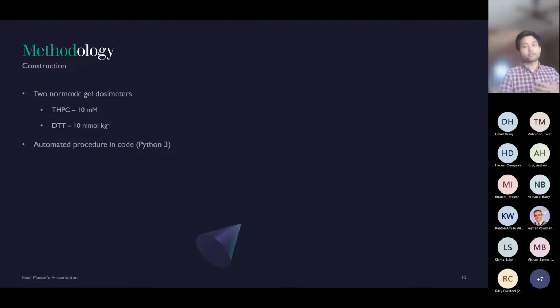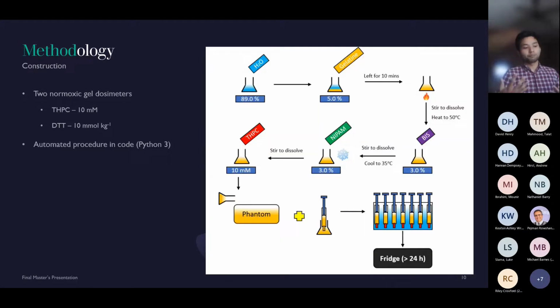And since I've been making lots of iterations, as in making lots of gel, I just automate the whole process in Python 3, so it spits out a recipe. So this is the main workflow of how to make the gels. Initially add some water and then add some gelatin, let it swell for about 10 minutes. You then heat it up, add the cross-linker, and then cool it down, add the monomer, and then you add your antioxidants, so it could be THPC or DDT.